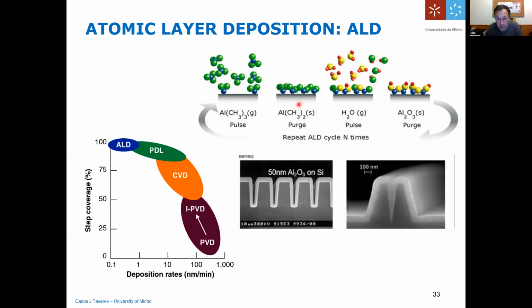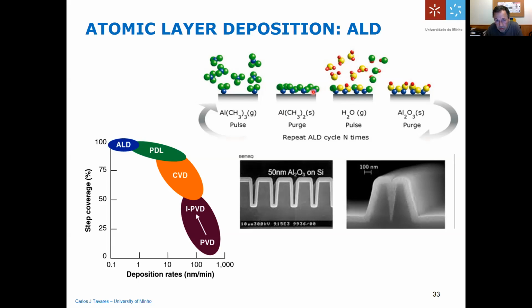Then you will have to have a purge because you want to take away the hydrogen. In the end, you only need aluminum and oxygen, so you have to remove the hydrogen. So you oxidize the surface in another pulse with water vapor, for example, H2O. These hydrogens can be bonded with the oxygen atoms here, and they will just leave in the form of water.